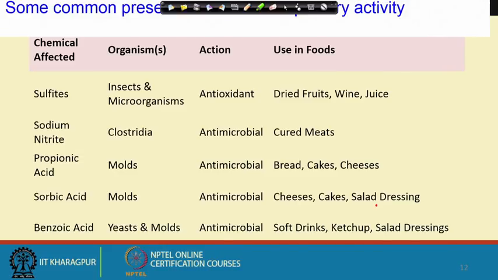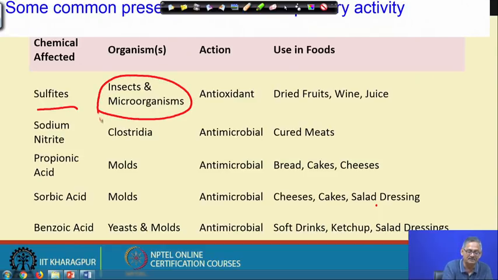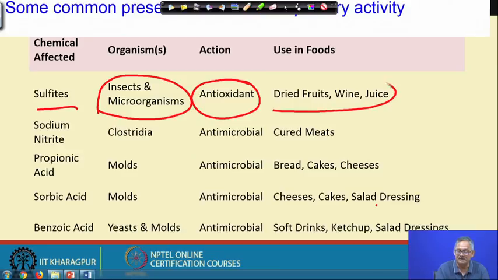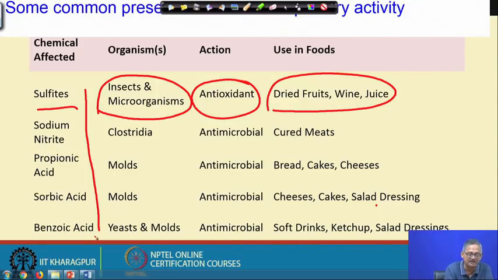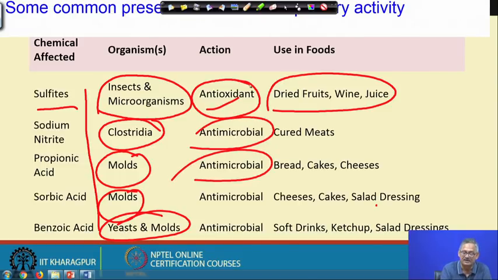Some common preservatives which are active can be seen, the chemicals, right, and how they are affecting. Some chemicals, for example, sulfites, are applicable against insects and microorganisms. The action is as an antioxidant, used in dried fruits and wines. Like that, there are many such chemicals which we are listing here: sodium nitrate, propionic acid, sorbic acid, benzoic acid, etc. Then clostridia, mold, yeast and mold are the organisms where it is active, and the function is antimicrobial. Here it was antioxidant, right?